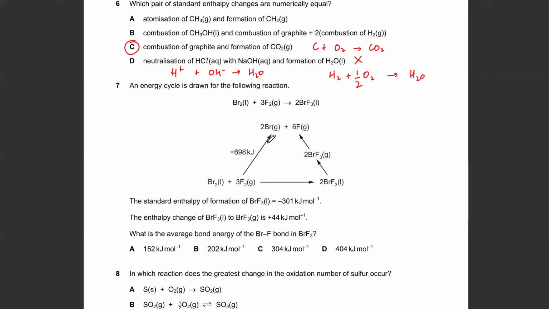Like there's a bunch of things missing over here. What is the energy value for this? It's 2 times minus 301. 2 times minus 301. Enthalpy of formation, BF3 getting formed from its elements, right? So that's right. But twice.